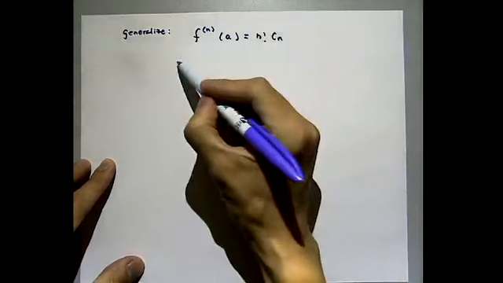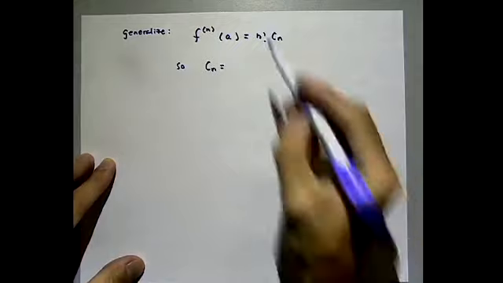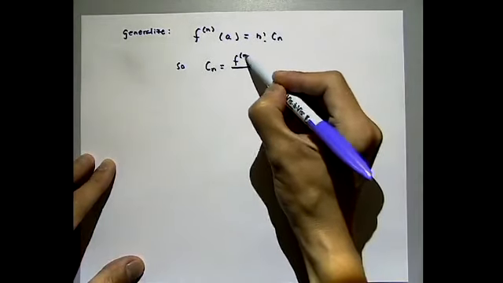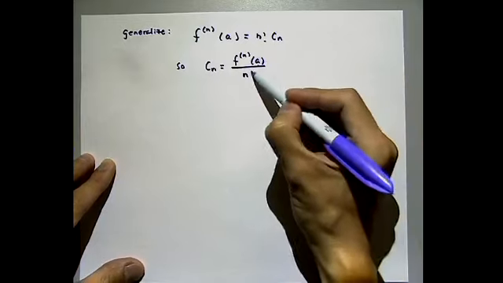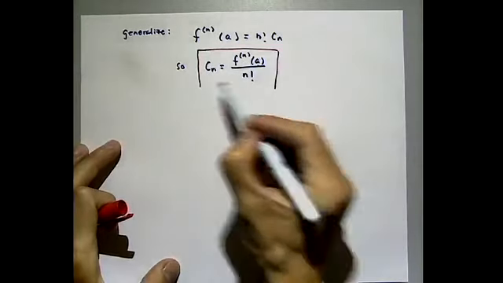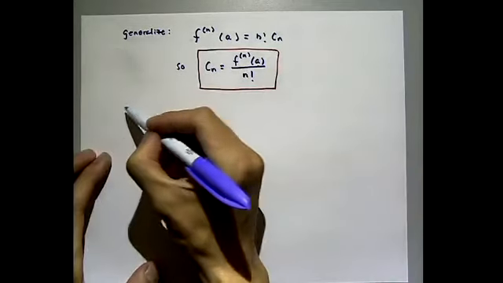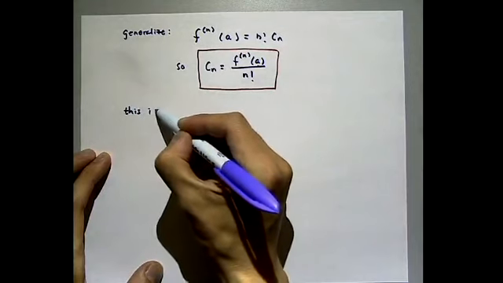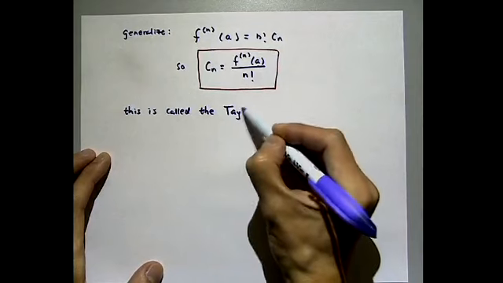So, therefore, to find the coefficients of the power series we want, the nth one is simply the nth derivative at a divided by n factorial. And this series that we found this way is called a Taylor series.